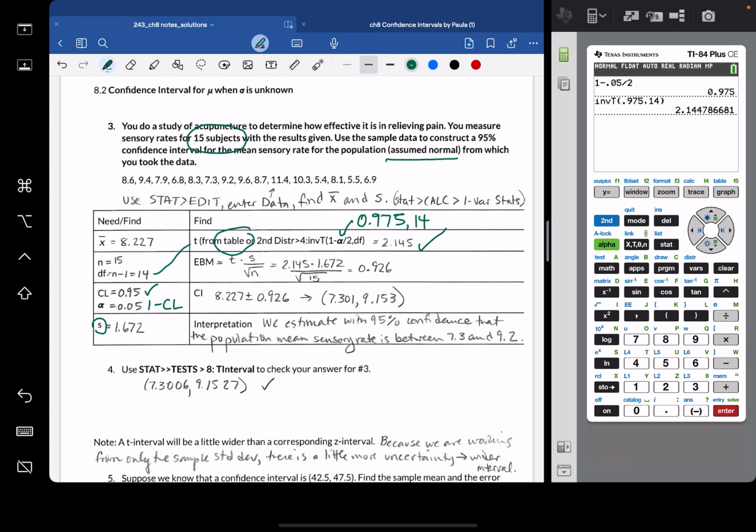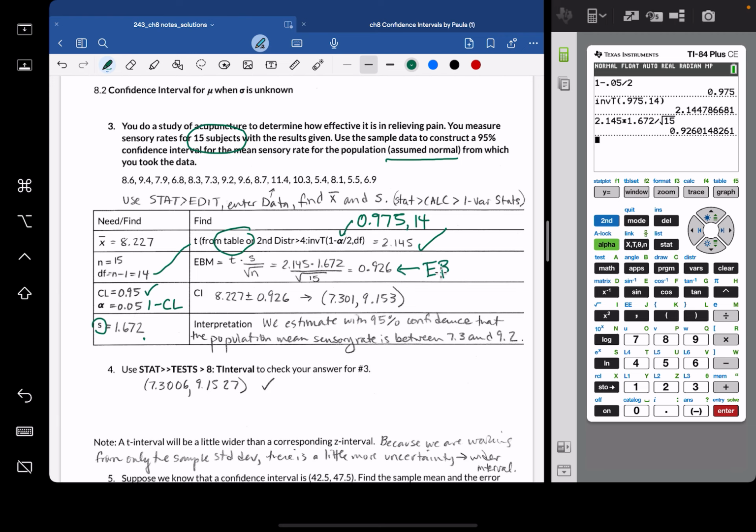Cool. So then we have t times s over root n. So 2.145 is t. S was 1.672 divided by root 15. 2.145 times 1.672 divided by second square root 15. And then arrow out, enter, 0.926. That is my EBM.